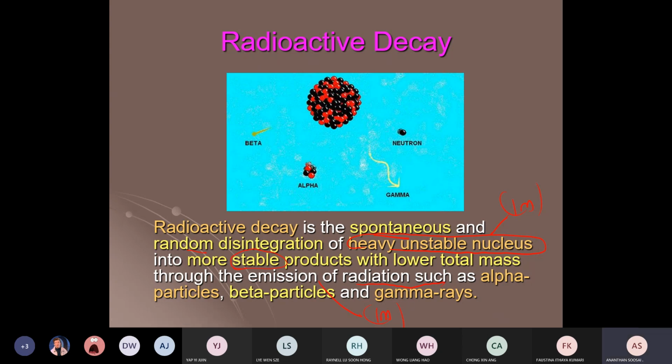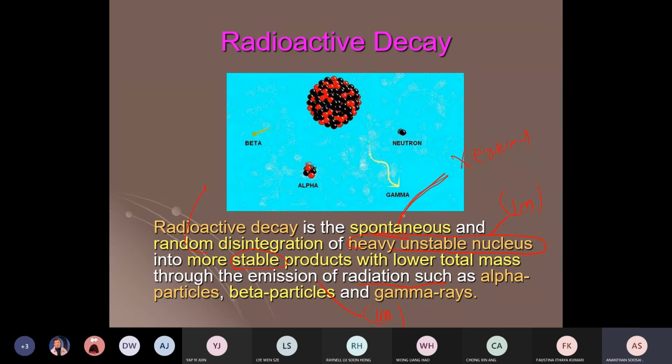So you learned this in your AS, right? Just recall back. Why is the process spontaneous? Why is the process random? Why is the radioactive process spontaneous? Because it's unaffected by external factors, such as pressure and temperature. So that's why we consider radioactive decay spontaneous.